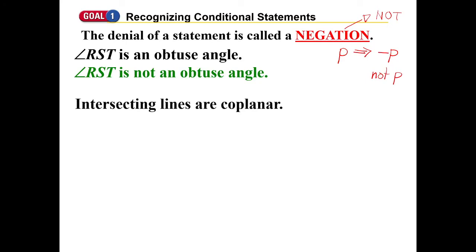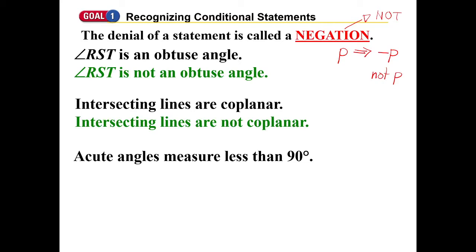What about this one? Intersecting lines are coplanar. Intersecting lines are not coplanar. Correct. Intersecting lines are not coplanar. What about this one? Acute angles measure not less than 90 degrees. What's your answer again? Acute angles measures not less than 90 degrees.